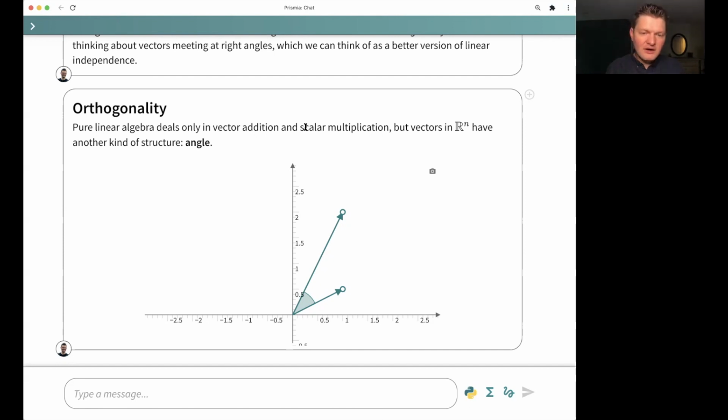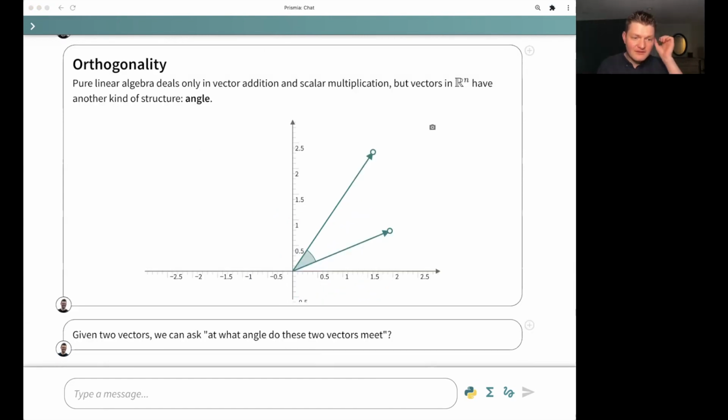But in Rn, we do have additional geometric structure beyond just those two things. We have the idea of angle. So I can put two vectors in the plane and ask, what's the angle between them? You know what an angle looks like. In some sense this figure is redundant, but it puts the mental image in your mind. We're going to be curious about working out what this angle between these two vectors is.